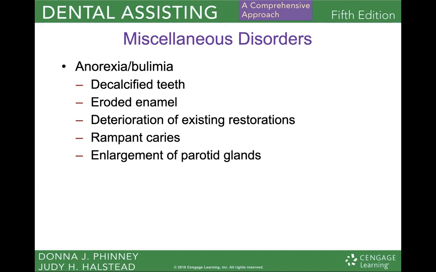Some miscellaneous disorders include anorexia or bulimia. Anorexia is a disease where a loss of 15% of the body weight occurs, and there is an intense fear of being fat. Bulimia is an out of control eating followed by vomiting. And so some of the signs that we'll see with anorexia or bulimia are decalcified teeth, eroded enamel, deterioration of existing restorations, rampant caries, or enlargement of the parotid glands. And this is because of the acid that commonly hits the back of the teeth during vomiting. And we see it a lot in bulimia patients.